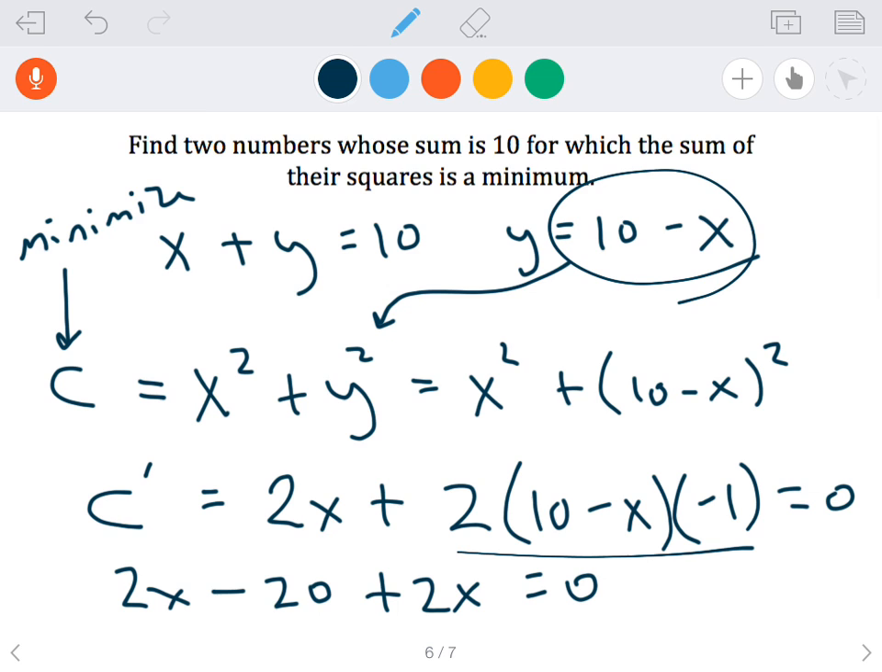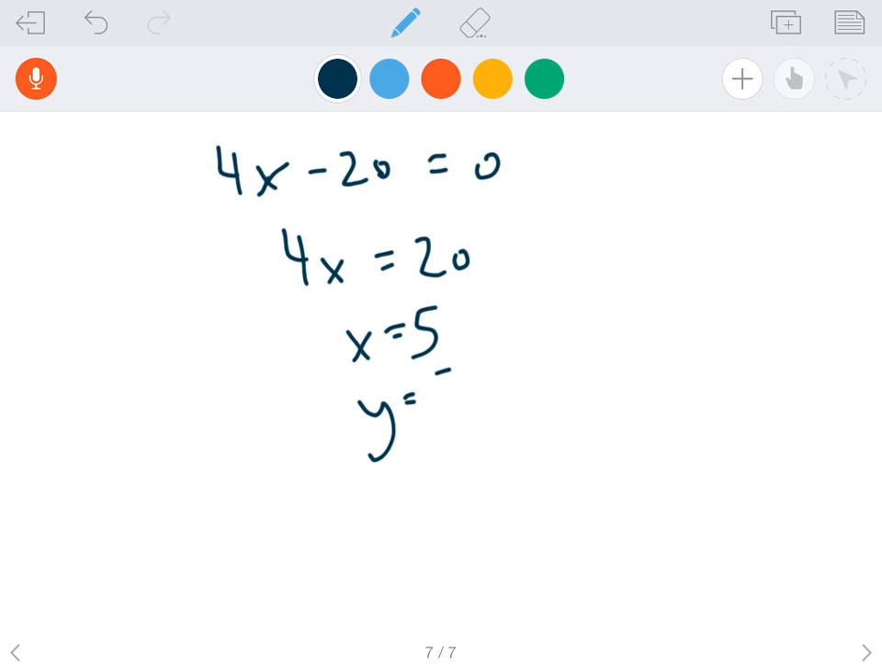Go back, reread the question, make sure you finish answering it. Find two numbers. I have an equation now to get my other number. If x is 5, if I do 10 minus 5, that means y will also be 5. And so my final answer for my two numbers are 5 and 5.